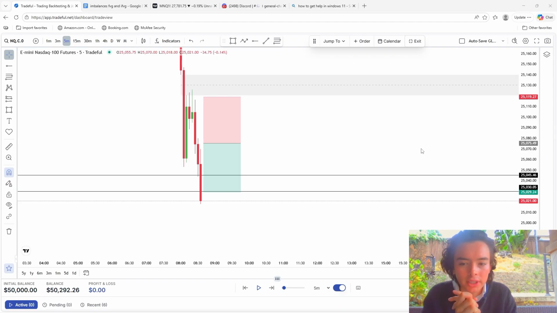I don't want to get into detail yet, but those will be for the next videos on how I specifically use these and my confluences. And that's what really makes out the Chicasso model. So yeah, that is the end of the imbalance and fair value gaps, along with the inverse fair value gaps and this section as a whole.